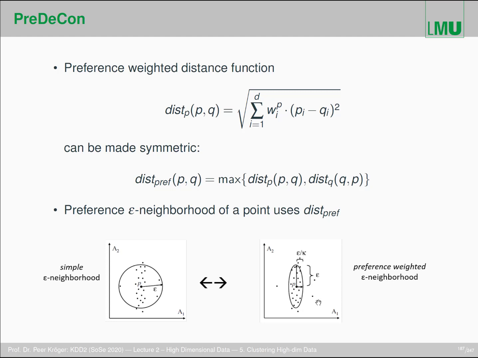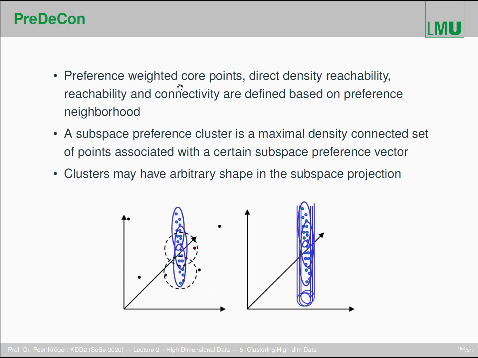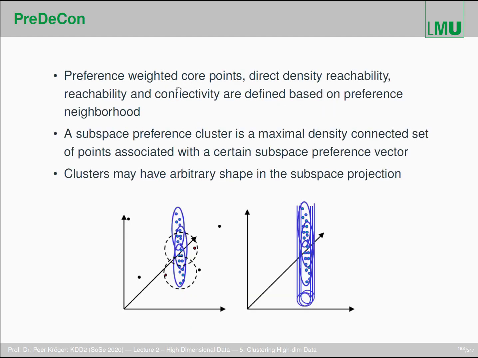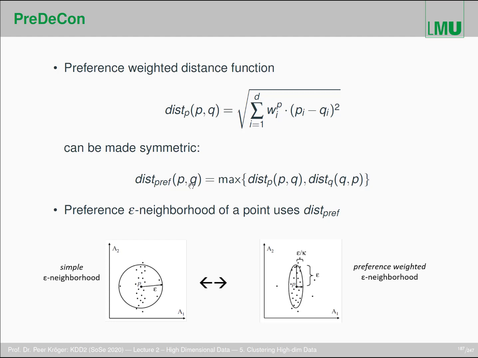Yeah, so in this direction, a1, you weight all the distances here in the preference vector by kappa, meaning that points that are very close have a much higher distance. Yeah? Okay, so with this preference epsilon neighborhood here, you can of course define preference weighted core points, preference weighted direct density reachability, connectivity, all that stuff we already defined for DBSCAN originally. And you just use this preference, the symmetric preference weighted distance function.